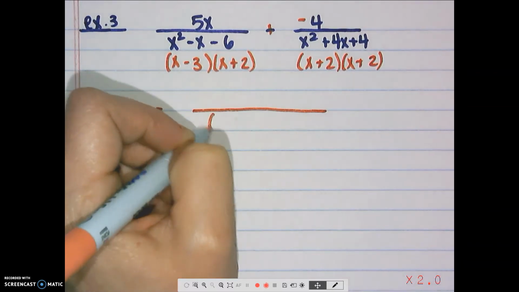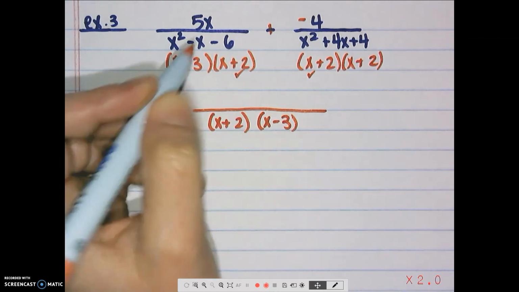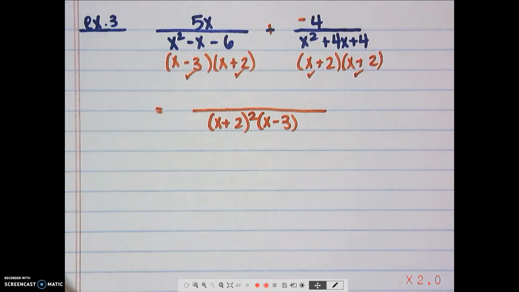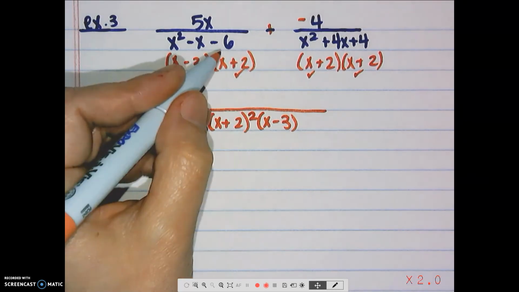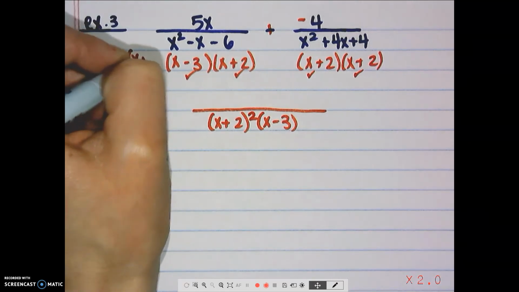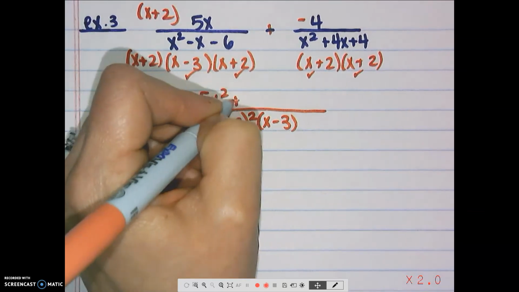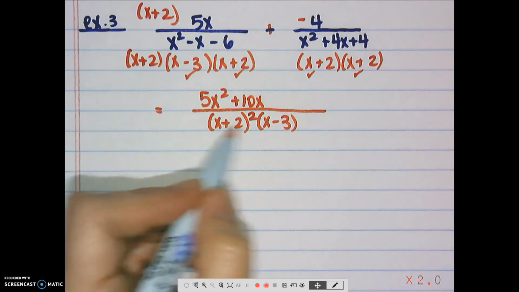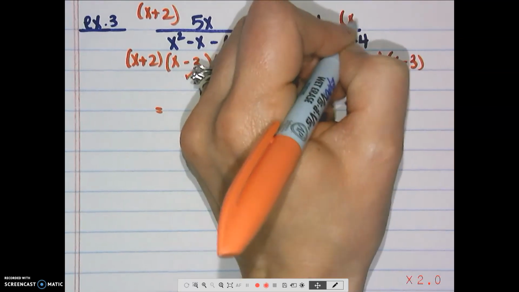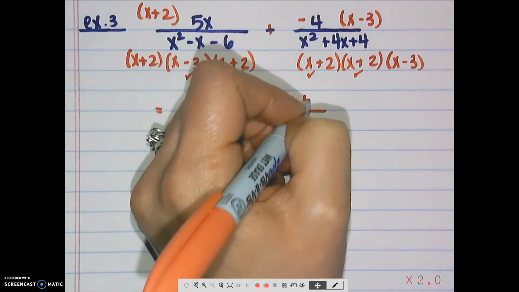So they both share an x plus 2 in common. We also need an x minus 3. And we need another x plus 2. So I'm going to make that be x plus 2 squared times the quantity x minus 3. To get the common denominator, we have the x minus 3. We have 1 x plus 2. So we need to multiply this first fraction by another x plus 2. Distributing in, we get 5x squared plus 10x. The second fraction has both x plus 2's already, but is missing the x minus 3. So negative 4 times x is negative 4x, and negative 4 times negative 3 is a positive 12.